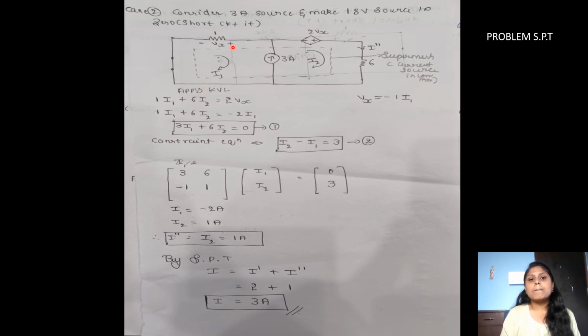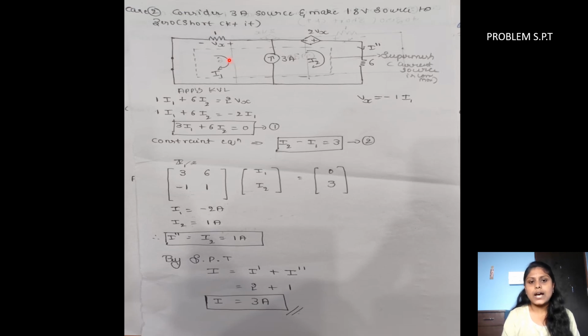In this given network, as you can see, the current source is common to both loop 1 and loop 2. When the current source is common to loop 1 and loop 2, we have to apply the super mesh condition. So what is meant by super mesh? In the super mesh condition, when the current source is common to both loops, we get a constraint equation.